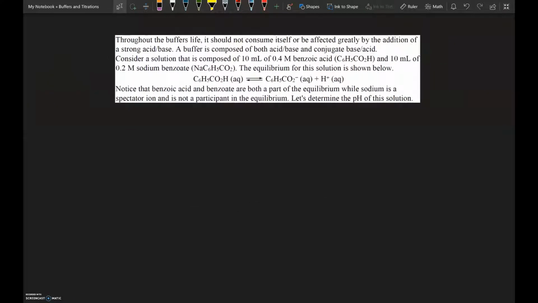So throughout a buffer's life, it should not consume itself or be affected greatly by the addition of a strong acid or base. A buffer is composed of both an acid and its conjugate base. We're going to look at a solution where we have benzoic acid and sodium benzoate. One of the things we're going to talk about is how we set this up in relation to the ICE chart that we've been using with equilibrium type problems.